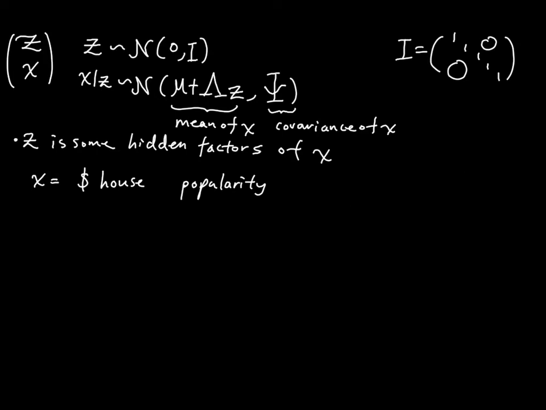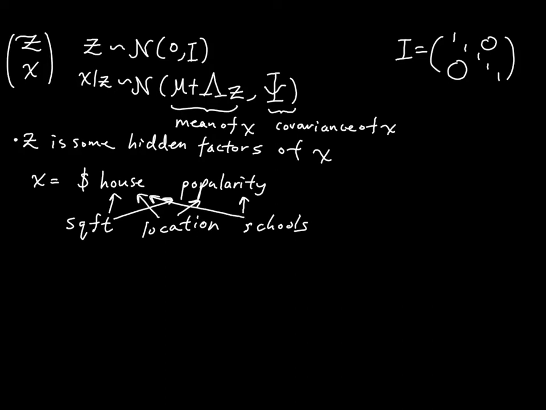And then say, yeah, sure, let's just keep it to these two for now. And then what we have are some hidden factors, right? Like square feet, and, I don't know, what else is there? Location, and schools around it. So we can say that square feet, location, and schools contribute to the popularity of the house, and square feet, location, and schools may contribute to the money of the house.